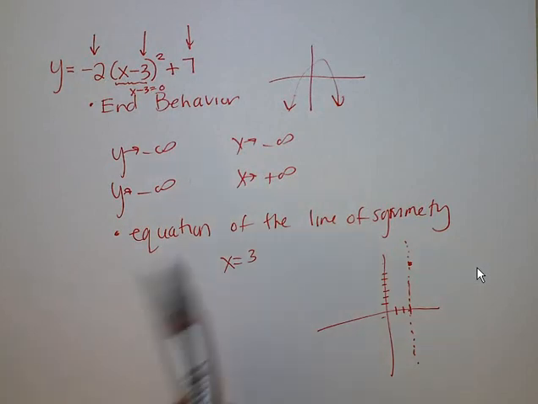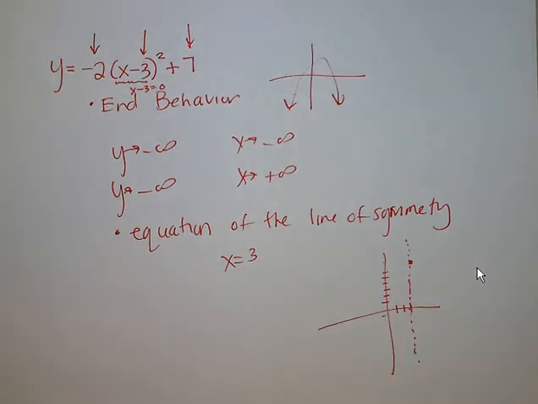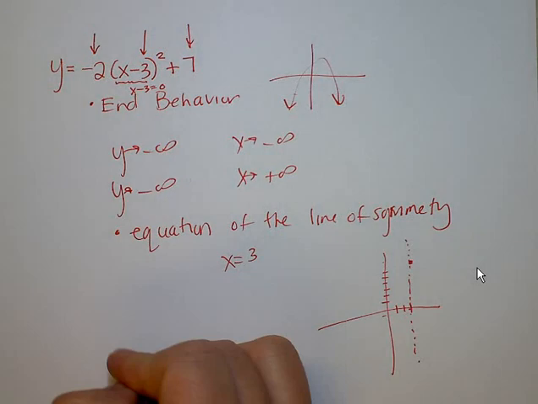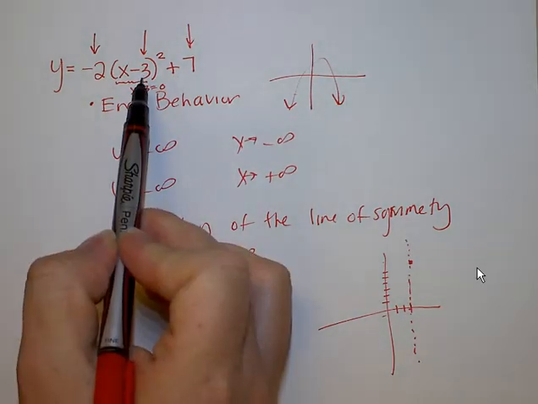Just writing 3 or y equals 3 would be wrong. It cuts through the x-axis. If someone asked you to identify the vertex, the vertex would be positive 3, positive 7.